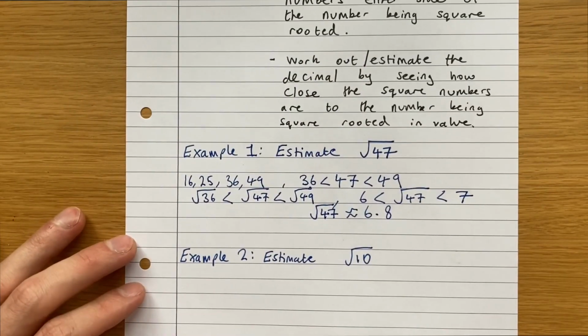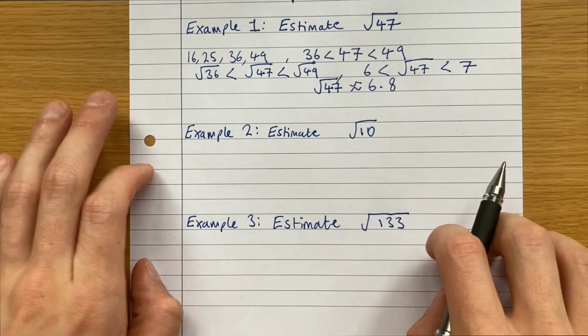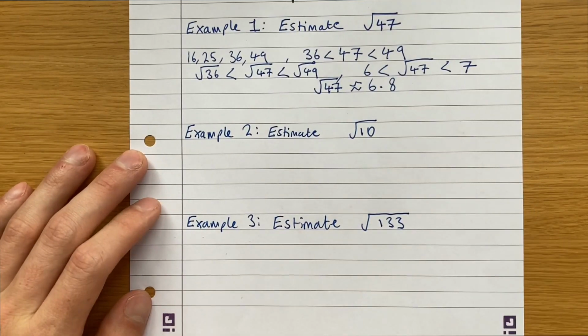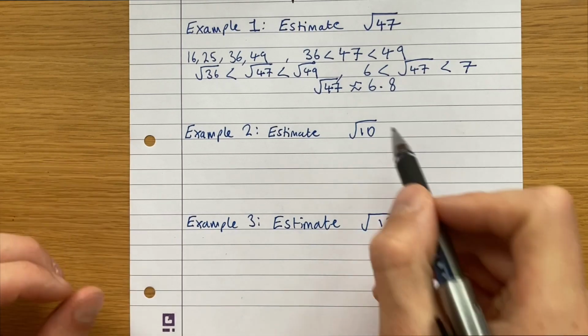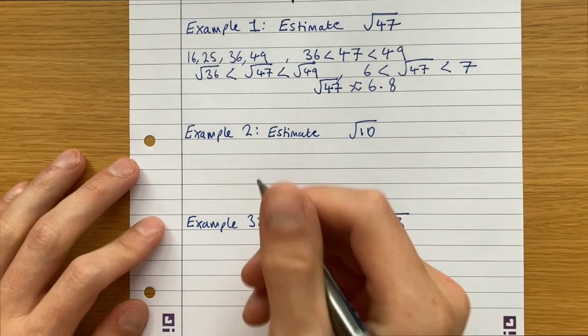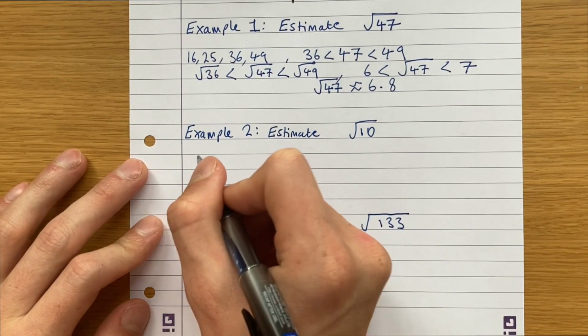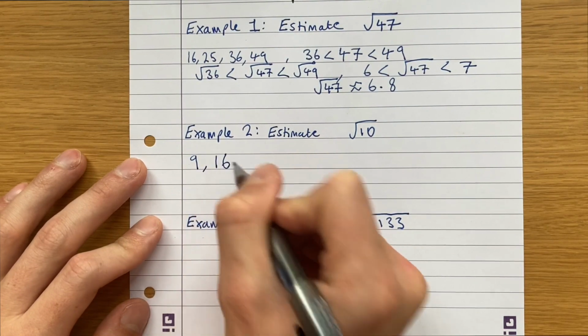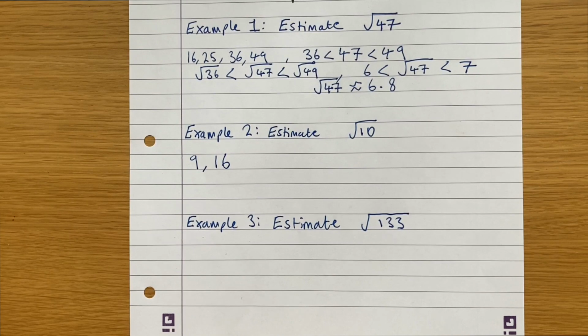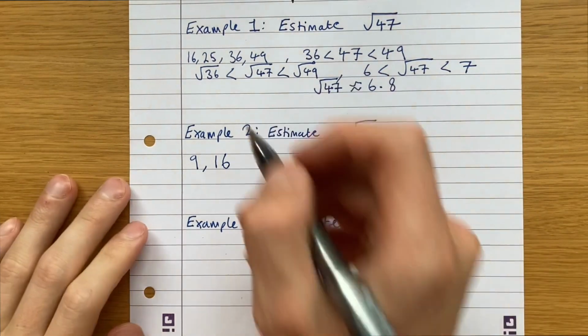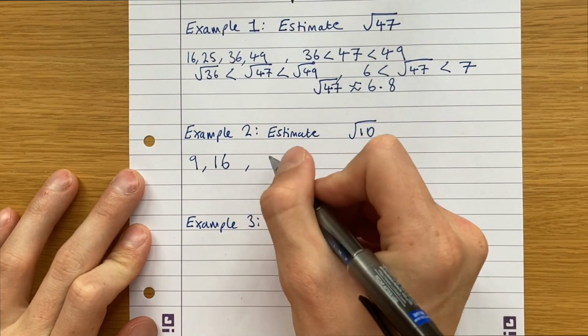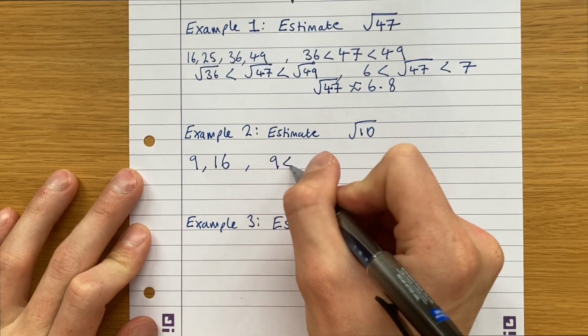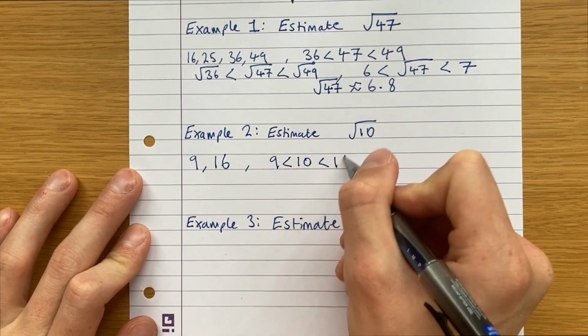Let's have a look at example 2. We're estimating the square root of 10, so we do the exact same thing. We look at the square numbers either side of the number being square rooted. We have to go a bit smaller this time. So we have 9 and 16 as the square numbers either side of 10. Same thing as before, we have that 9 is less than 10, which is less than 16.